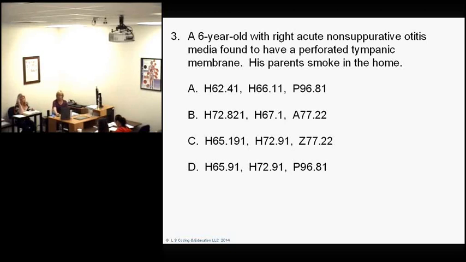Ready? Isn't it interesting the type of data they're keeping about smoking in the home? Mm-hmm. So the answer is going to be C?